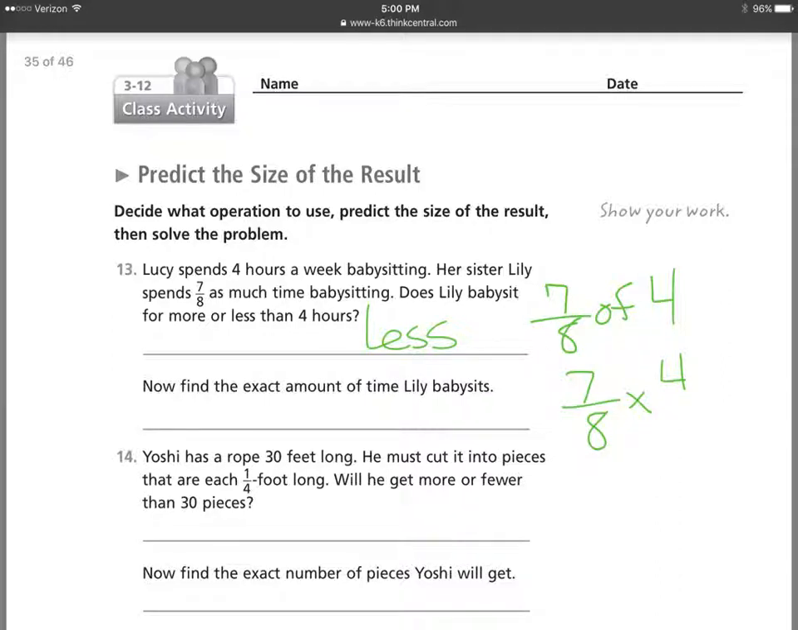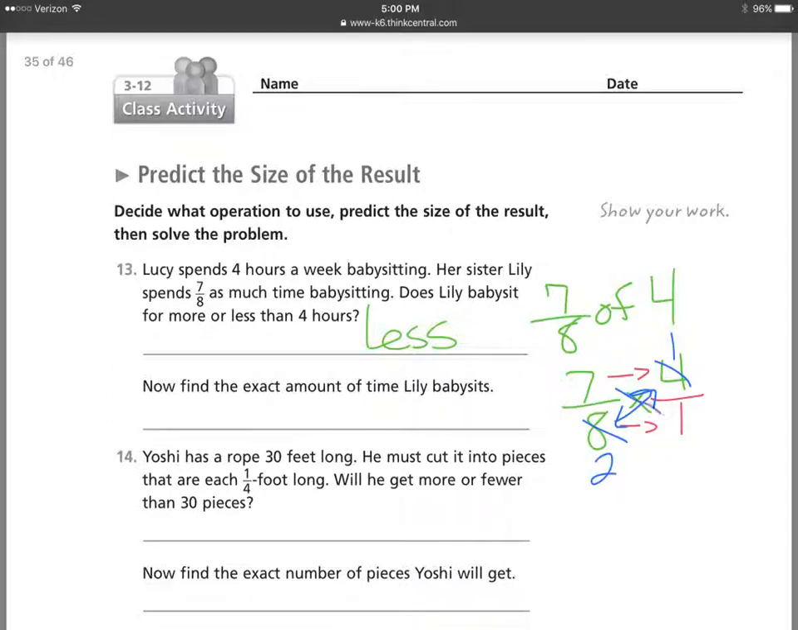Part 2 of this question says we need to find the exact amount. So what am I going to need to do to my whole number 4? That's right, I'm going to need to turn it into a fraction. And before I multiply, and remember we're just multiplying straight across when we do, before I do that I want to try to simplify by cross-canceling. So I'm going to use my cross-canceling technique. I'm going to look crisscross at my 4 and 8, and I'm going to divide both of these by 4. 4 goes into 4 once and into 8 twice.